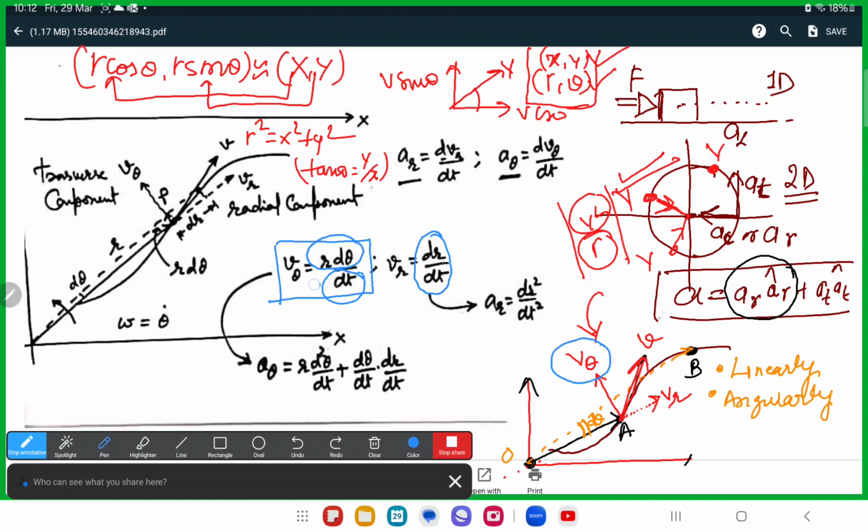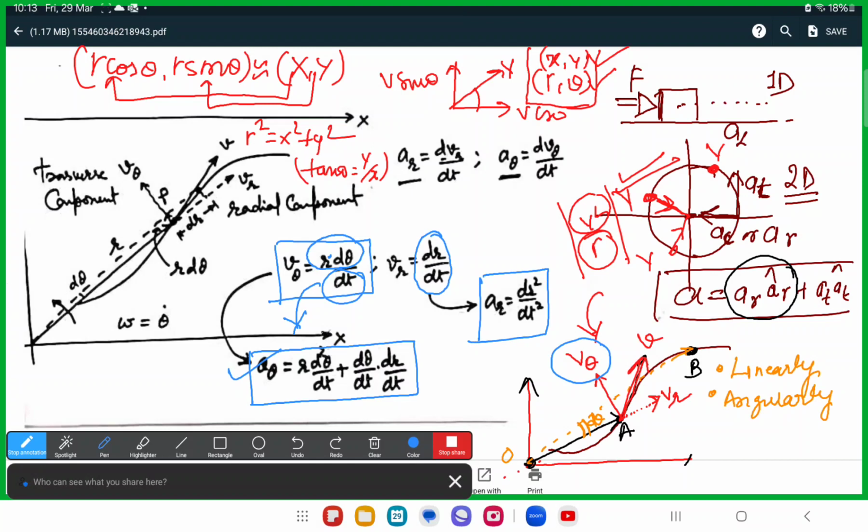Now once you further differentiate it, this is important here. Once you differentiate again, V theta differentiated by dt gives acceleration. We will use the product rule: first function into differentiation of second function plus second function into differentiation of first function. Because both are variables, both terms will appear. But in the case of dr by dt, only r is one component, so double differentiation will give you ar. By this way we can calculate the radial acceleration. Clear?